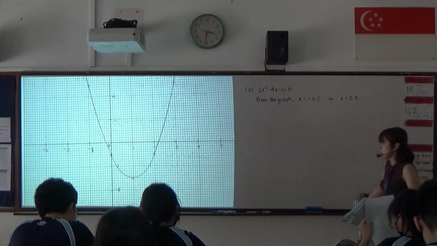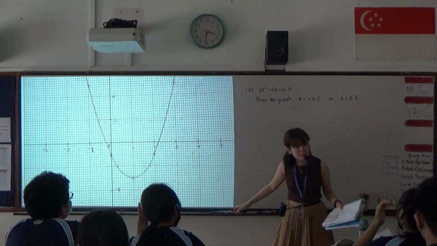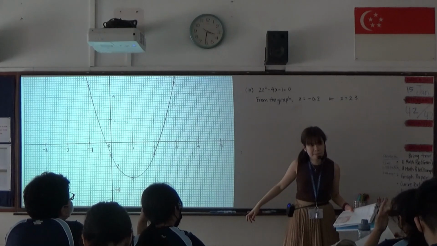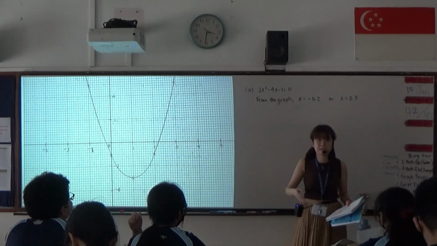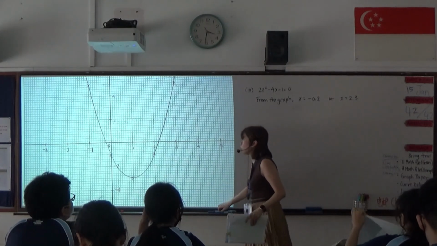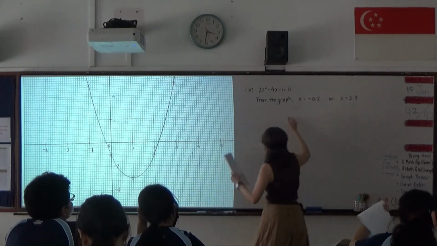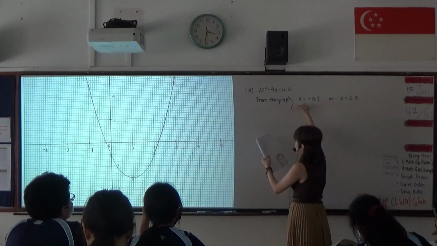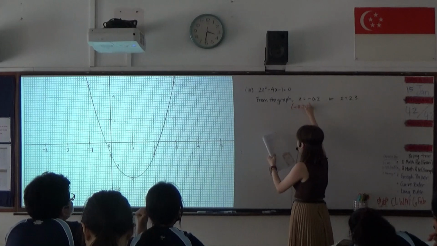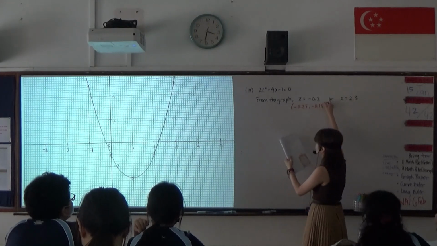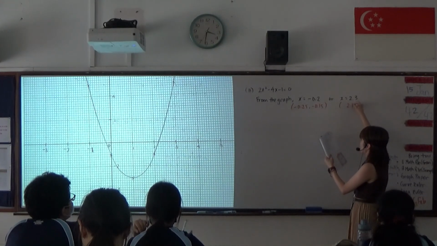There is a range of values. Plus minus, what do you mean by plus minus? There is a range of acceptable values. So the range of values that we will accept will be negative 0.25 to negative 0.15 for this one, and then 2.15 to 2.25.